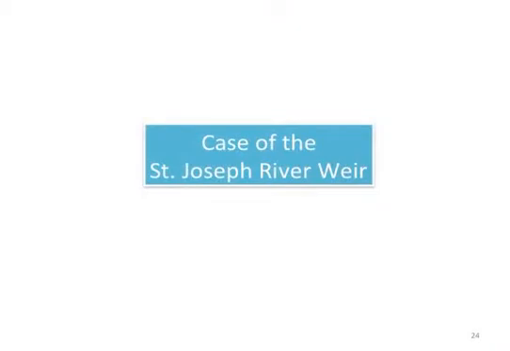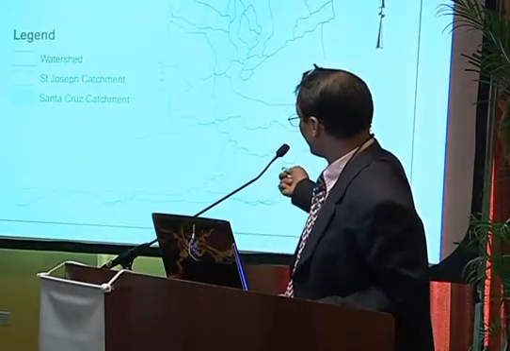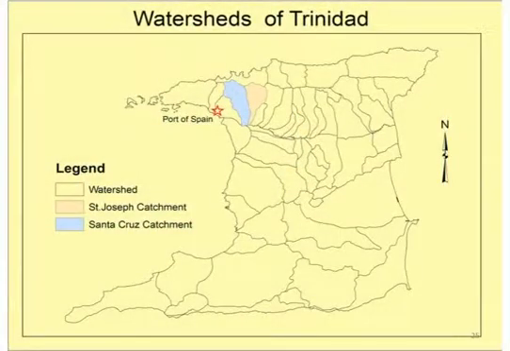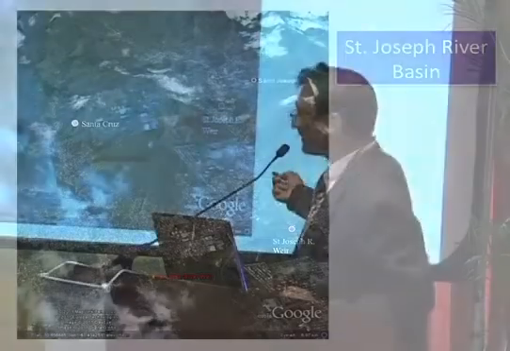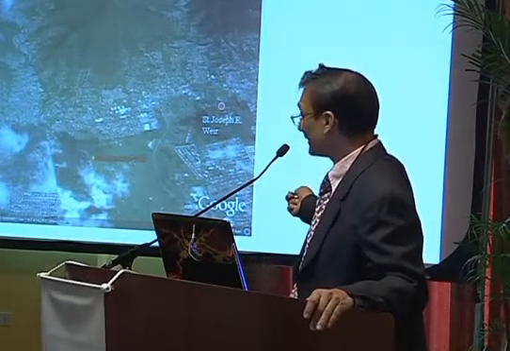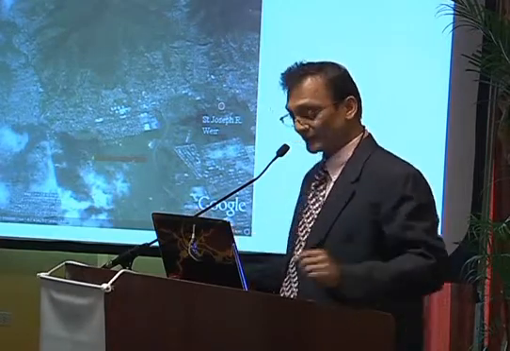Case study of the St. Joseph River weir, that is the Balsane agricultural station losing its water supply. So this is Port of Spain, this is the St. Joseph River catchment. This is from Google Maps, a 3D showing that the simplest place for us is within the flow path of the river, which is in the valley, the bottom of the valley, that's where we build. In the foothills and in the floodplains. So we have to build, but we have to work with the water, with the river.